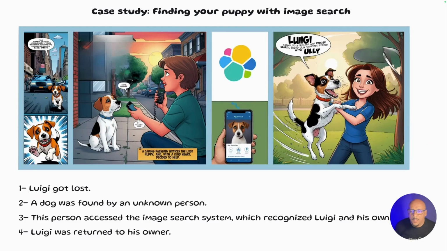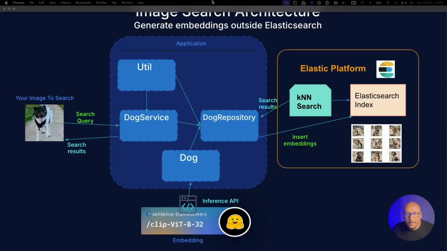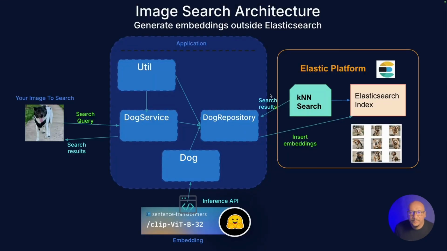To illustrate our scenario, we use the case study of finding your pup with image search. The scenario is that Luigi got lost and the dog was found by an unknown person. This person accessed an image search system which recognized Luigi and his owner. After that, using our image search application, Luigi was returned to his owner, and we have a happy story. To make this story possible, we created this architecture.